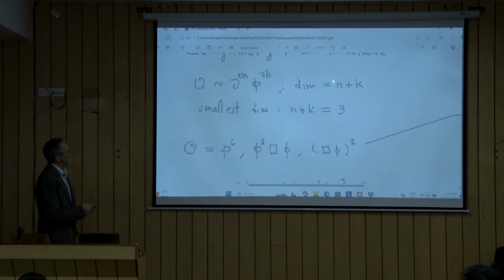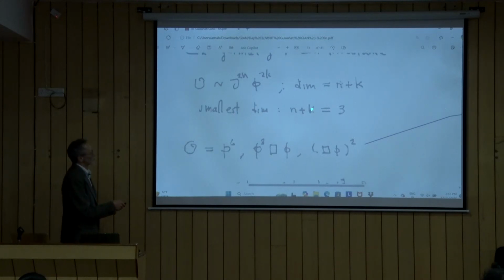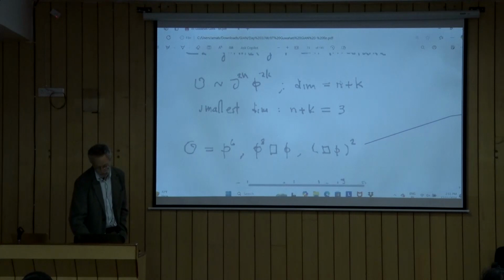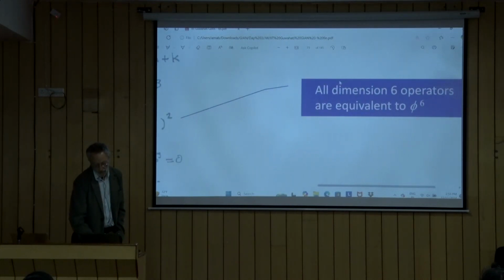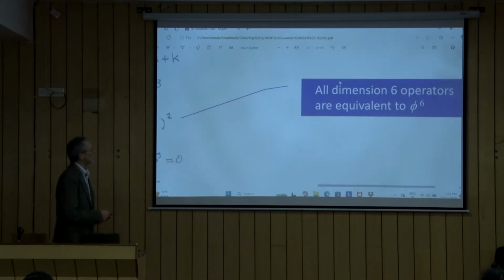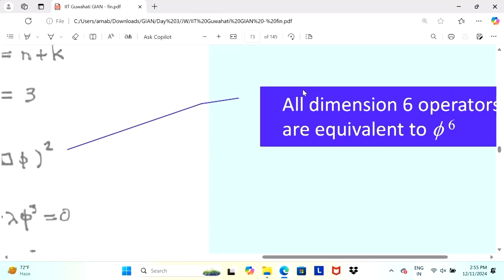I'm sorry, I missed a factor of 2 here. This should be 2 times n plus k. So the smallest dimension operator corresponds to n plus k equal to 3. And here they are. And what I'm going to show is that all dimension 6 operators are equivalent to phi to the 6.